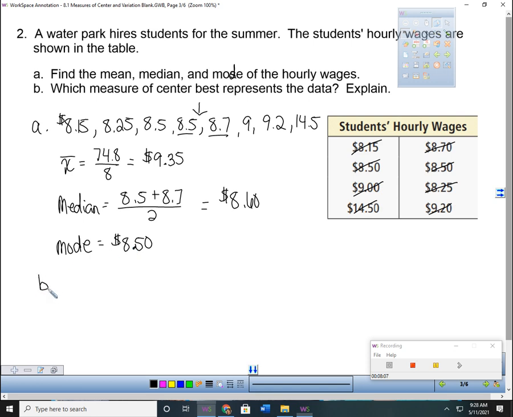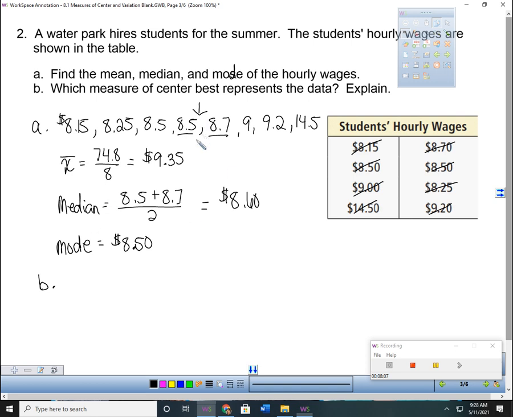All right, part B, which measure of center best represents the data? Well, let's look at our average here, the mean is 9.35. That would be up here. That's way above most of our data values, so that's not a good fit.